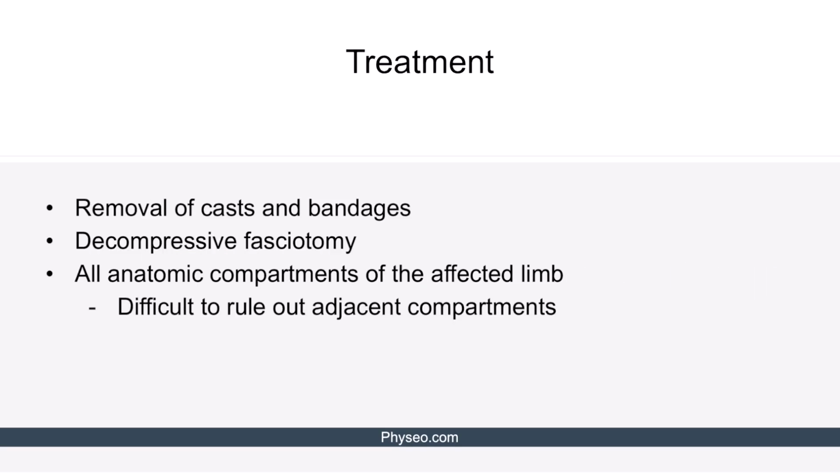All right, now let's move on to discuss treatment. The initial treatment would be to remove any external physical constraints, such as bandages and casts. The definitive treatment is decompressive fasciotomy of all anatomic compartments of the affected limb. All anatomic compartments of the affected limb must be decompressed because it's difficult to reliably rule out compartment syndrome in adjacent compartments.